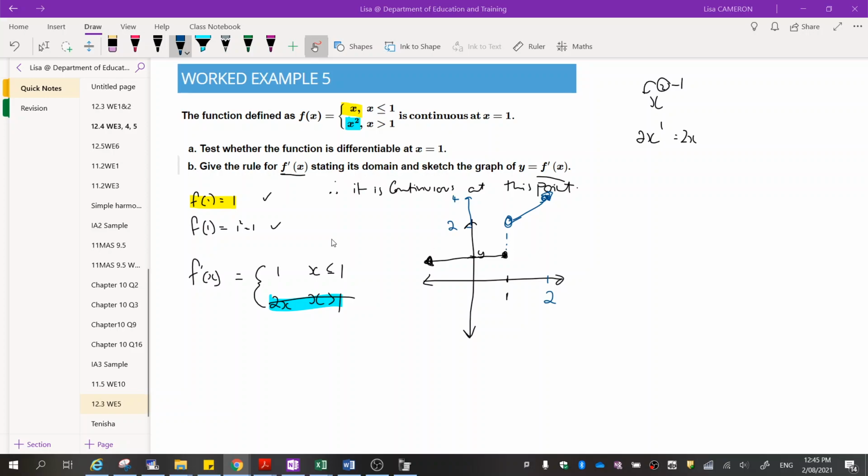So, because when we substituted these values in, they didn't give me the same value, we can't say that this is going to be differentiable at that point. So, test whether the function is differentiable at this point. We needed to substitute this in as well. That should be a 1, f'(1) equals 2, not equal to 1. So, therefore, it's continuous at this point, but it's not differentiable.